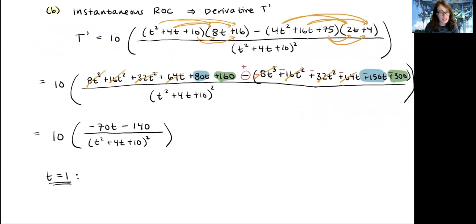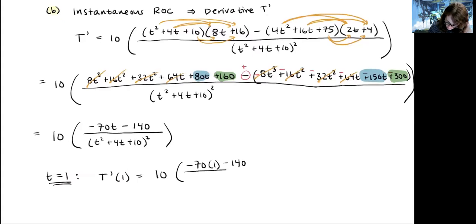And see what the rate of change is. So T prime of 1. So we'll plug in a 1 for little t. So we'll get negative 70 times 1 minus 140, and then that's all over 1 squared plus 4 times 1 plus 10, whole thing in the denominator squared.